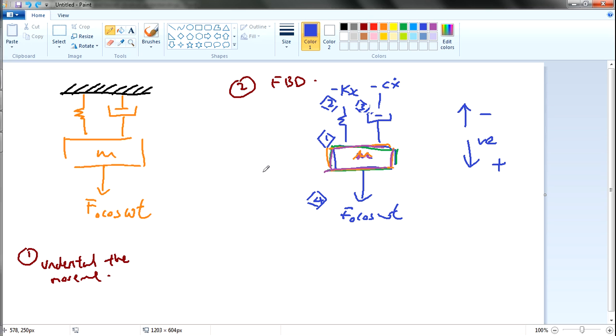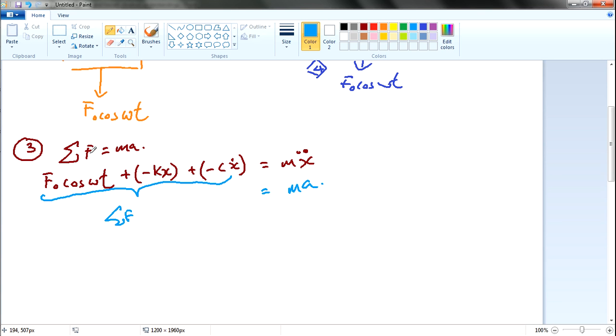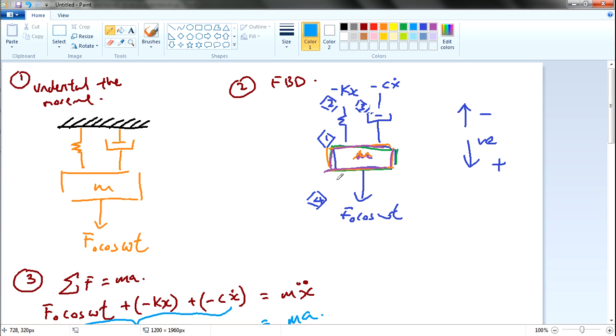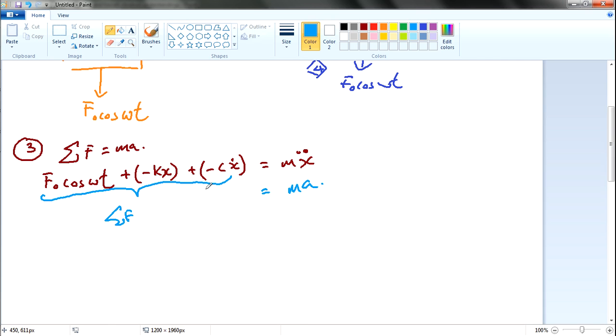So with this, we'll set up the equation. If you use summation of F equals ma, you just bring in all those terms, the forces. Because it's going down, we take it as positive. Then the summation is plus minus kx, the spring constant, and minus cx dot. Therefore, the summation of forces equals mass times acceleration, x double dot.